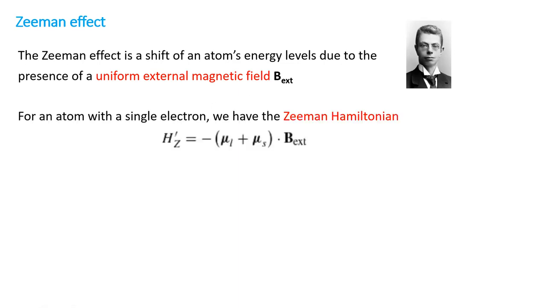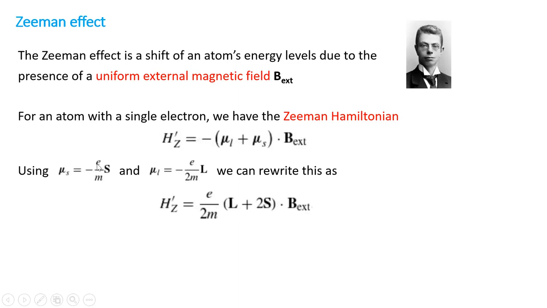Well, let's concentrate on an atom with a single electron. So hydrogen, for example. We have the Zeeman Hamiltonian, or the energy associated with the interaction, which would be just minus mu, the magnetic moment of the electron, dot B, the external magnetic field. But the magnetic moment of the electron is made up of an orbital part, mu L, and a spin part, mu S. So mu is mu L plus mu S. So we have minus (mu L plus mu S) dot B external.